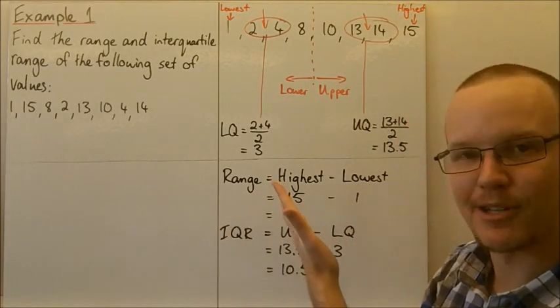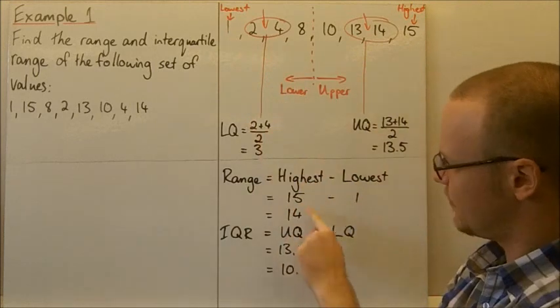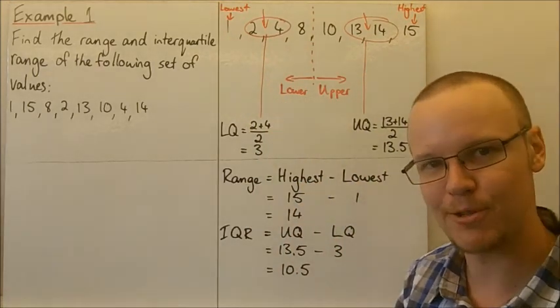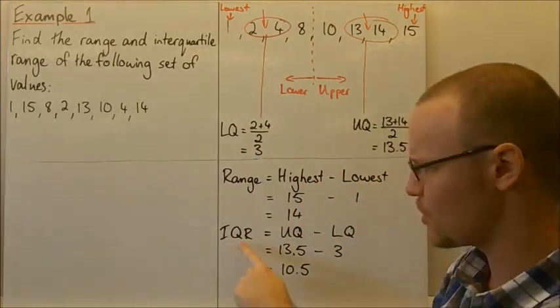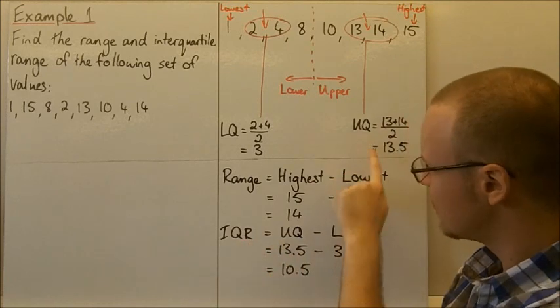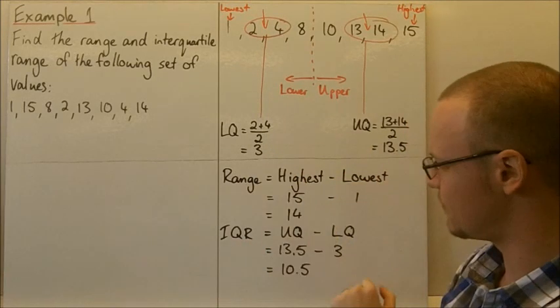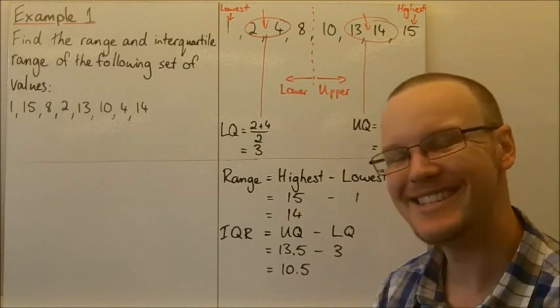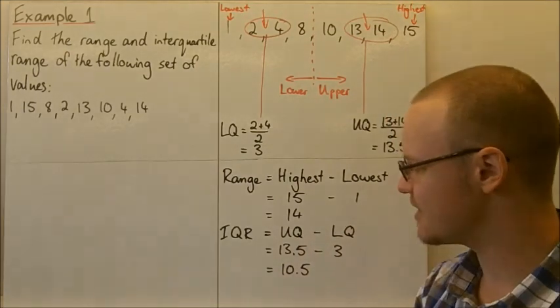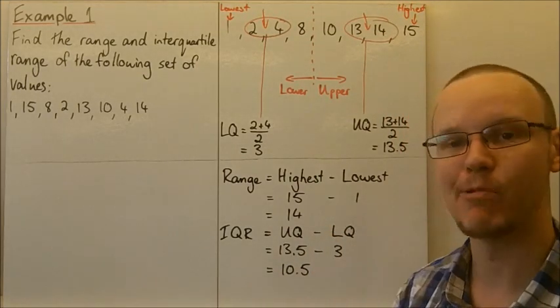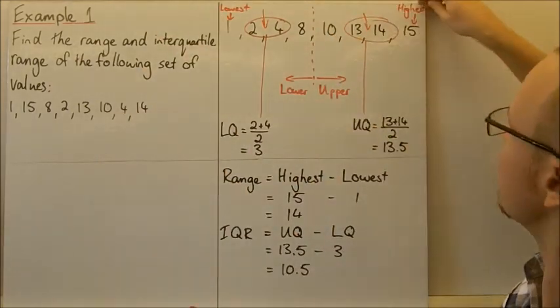The range is the highest minus lowest. 15 minus 1, that's 14. So the range is 14. The interquartile range is just the upper quartile minus the lower quartile. So 13.5 minus 3, 10.5. So that is the interquartile range and the range of our data.